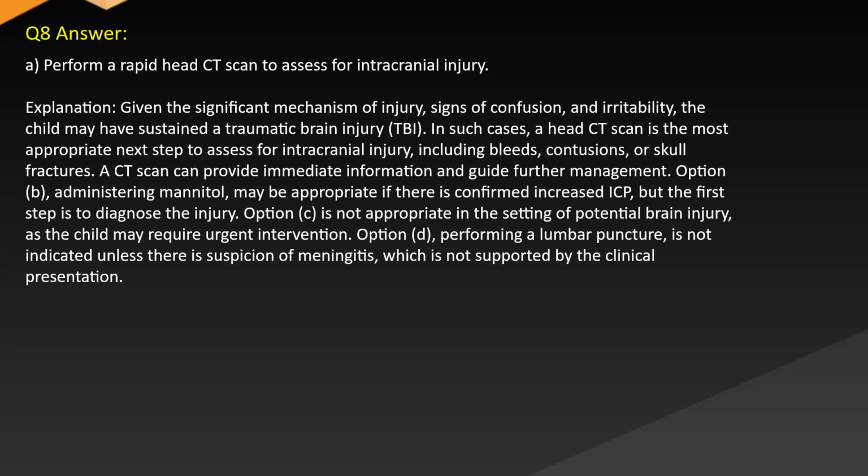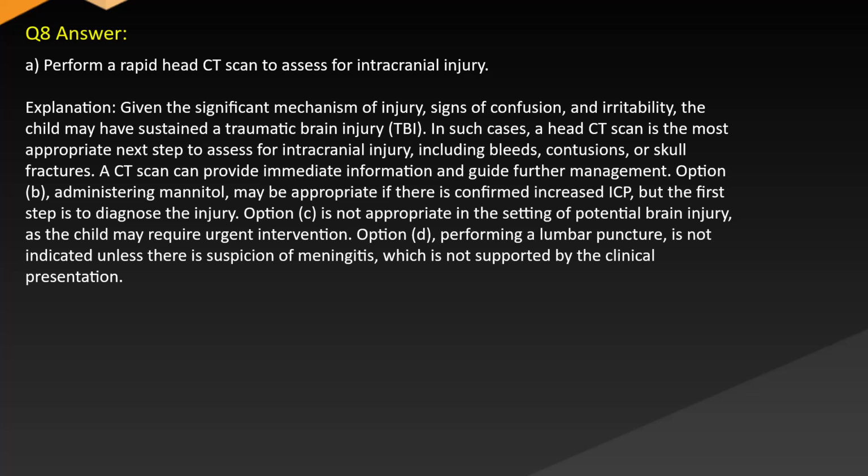Explanation: given the significant mechanism of injury, signs of confusion and irritability, the child may have sustained a traumatic brain injury (TBI). In such cases, a head CT scan is the most appropriate next step to assess for intracranial injury, including bleeds, contusions, or skull fractures. A CT can provide immediate information and guide management.